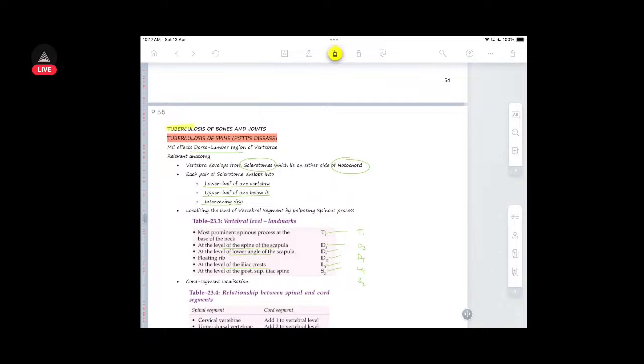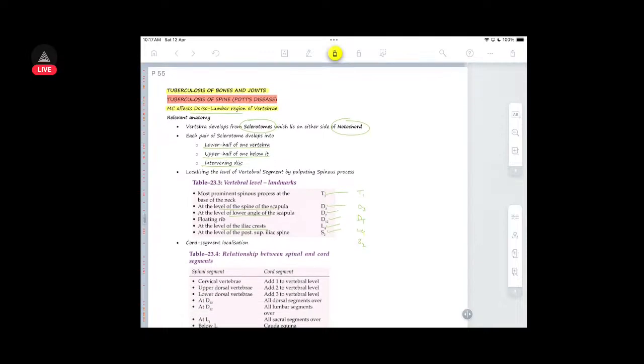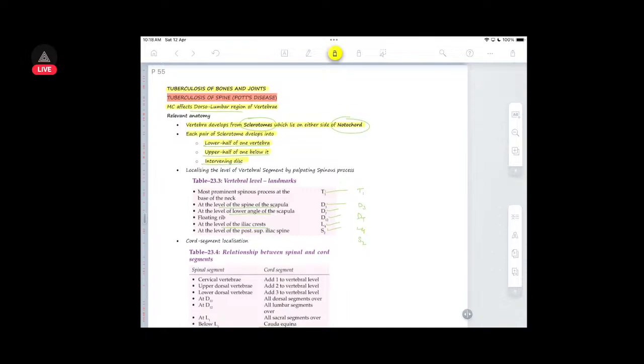Then you have tuberculosis of bone and joint. Most commonly, it affects the dorsolateral region of the vertebrae. Vertebrae develop from sclerotomes which lie on either side of the notochord. Each pair develops into the lower half of one vertebra, the upper half of the one below it, and the intervening disc. That is the sclerotomes.